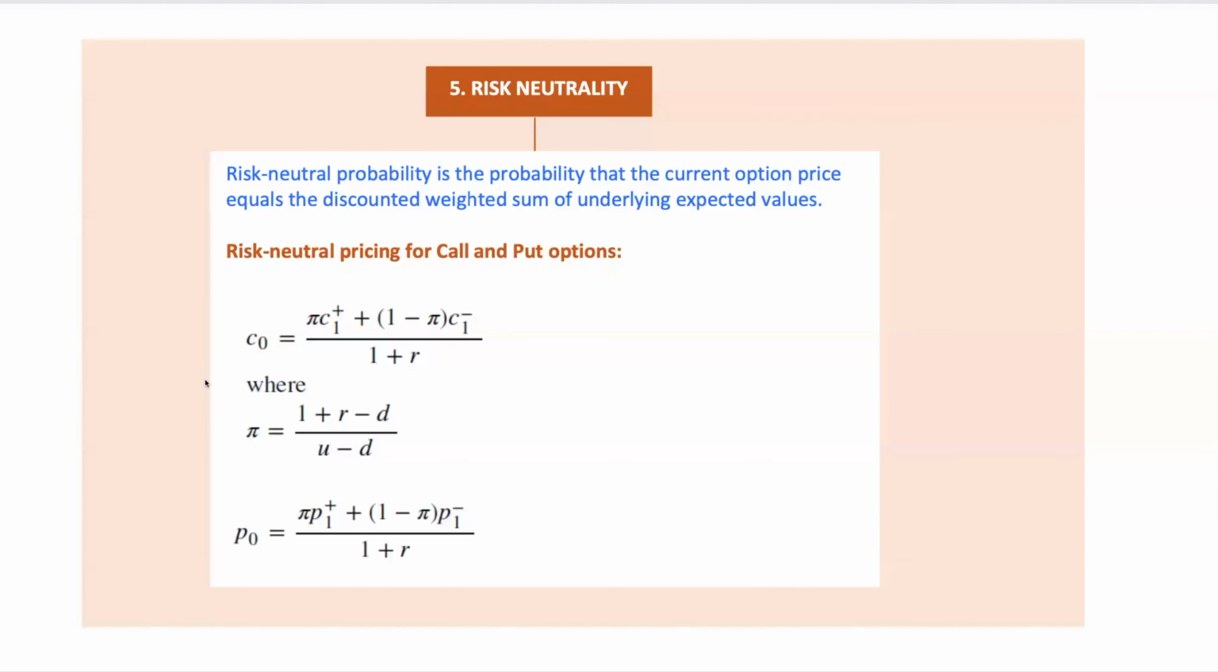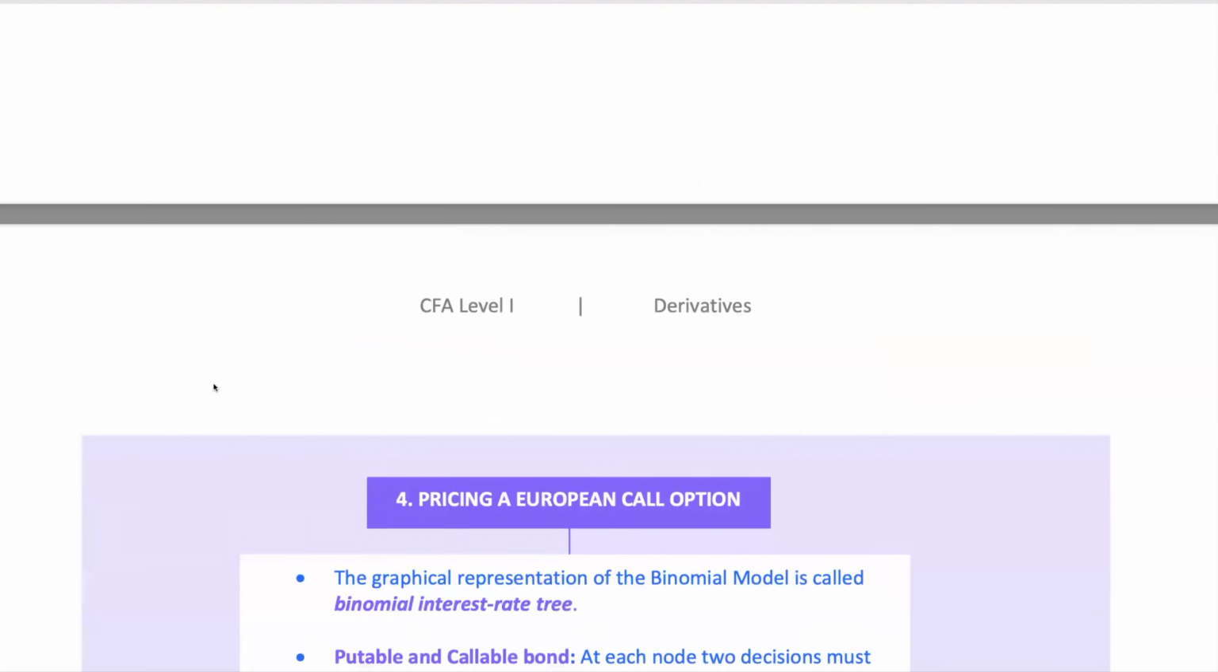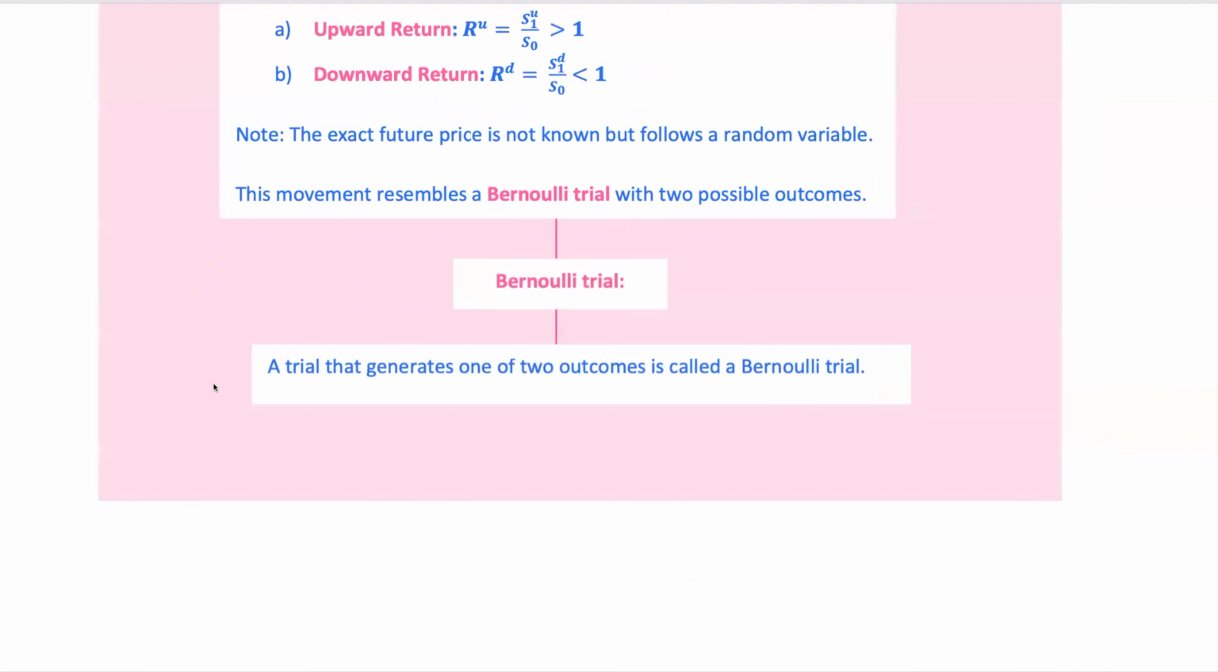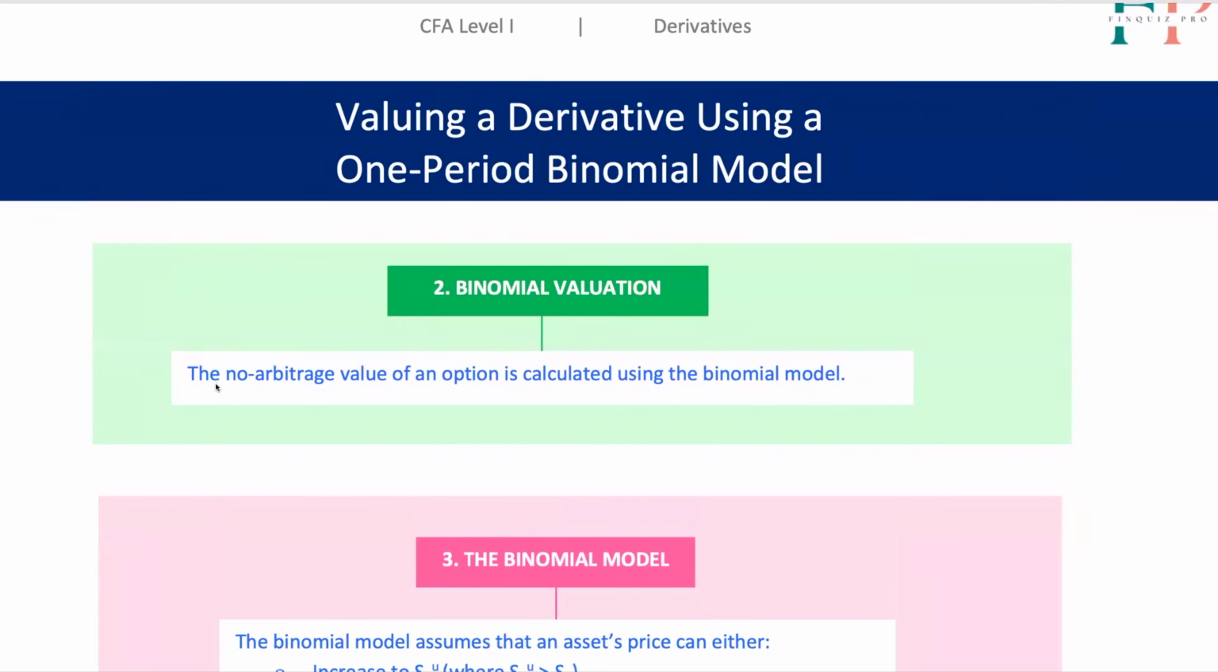We've covered how it sets up a simple up or down price path, how it's used to value European calls or more complex derivatives like callable bonds, and why risk-neutral probabilities are at the heart of no arbitrage pricing. I know there's a lot to digest here, but trust me, once you practice a few binomial tree examples, it'll make total sense.